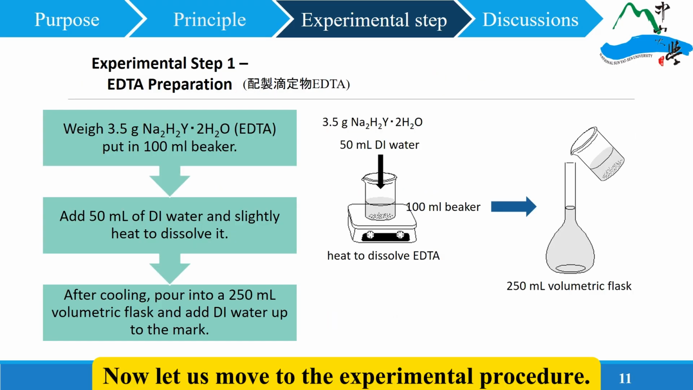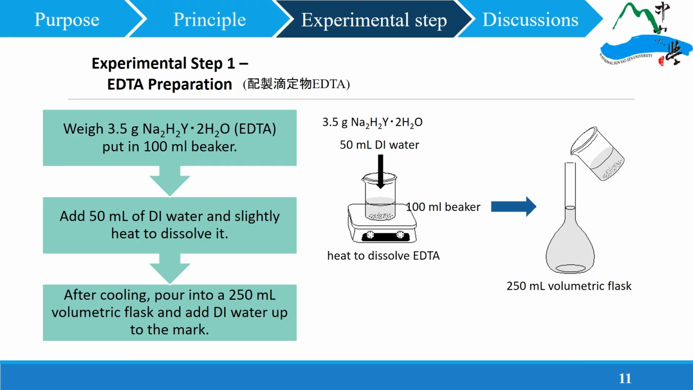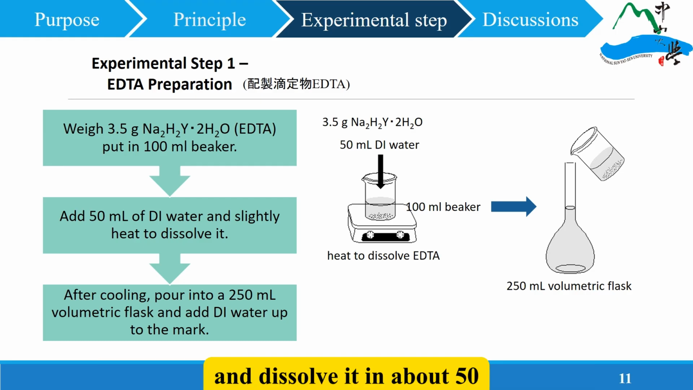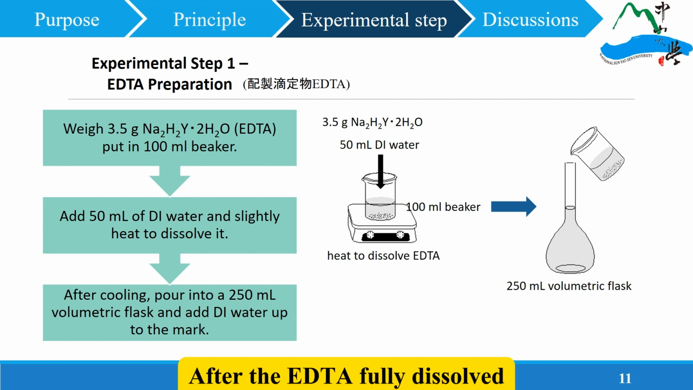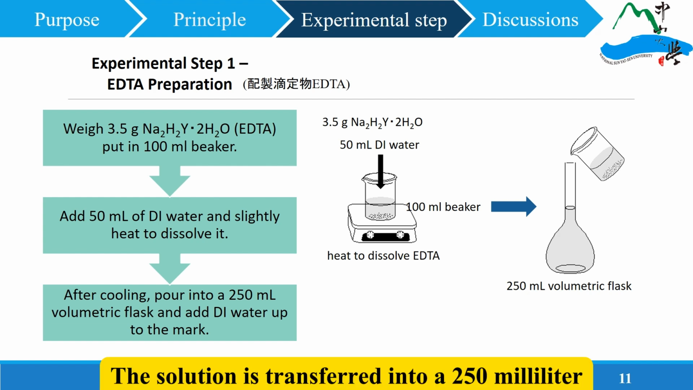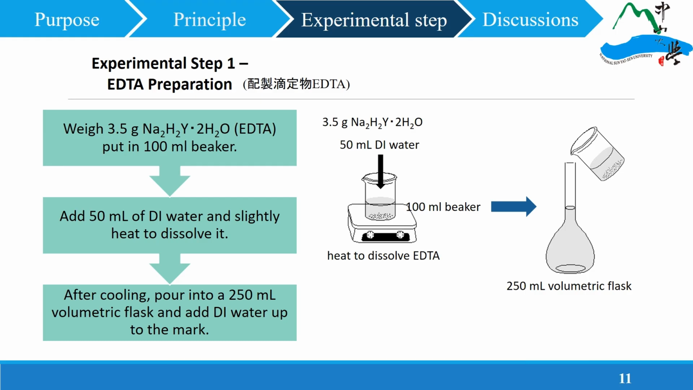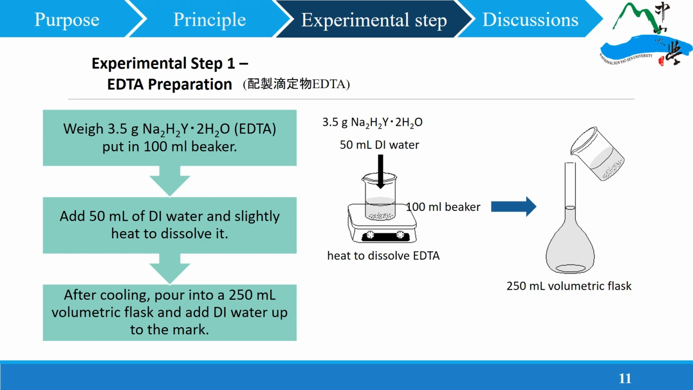Now let us move to the experimental procedure. First is the preparation of EDTA solution. We weigh about 3.5 grams of disodium EDTA and dissolve it in about 50 milliliters of deionized water in a beaker. Sometimes, gentle heating is needed to help it dissolve completely. After the EDTA is fully dissolved, the solution is transferred into a 250 milliliter volumetric flask, and the volume is adjusted with distilled water to the mark. This gives us the EDTA solution used for titration.